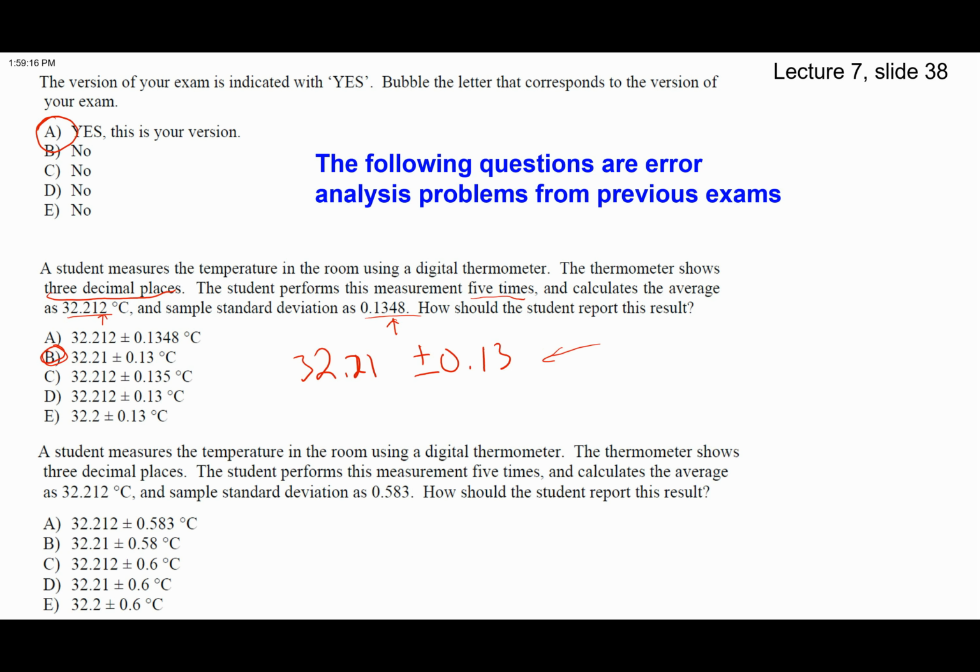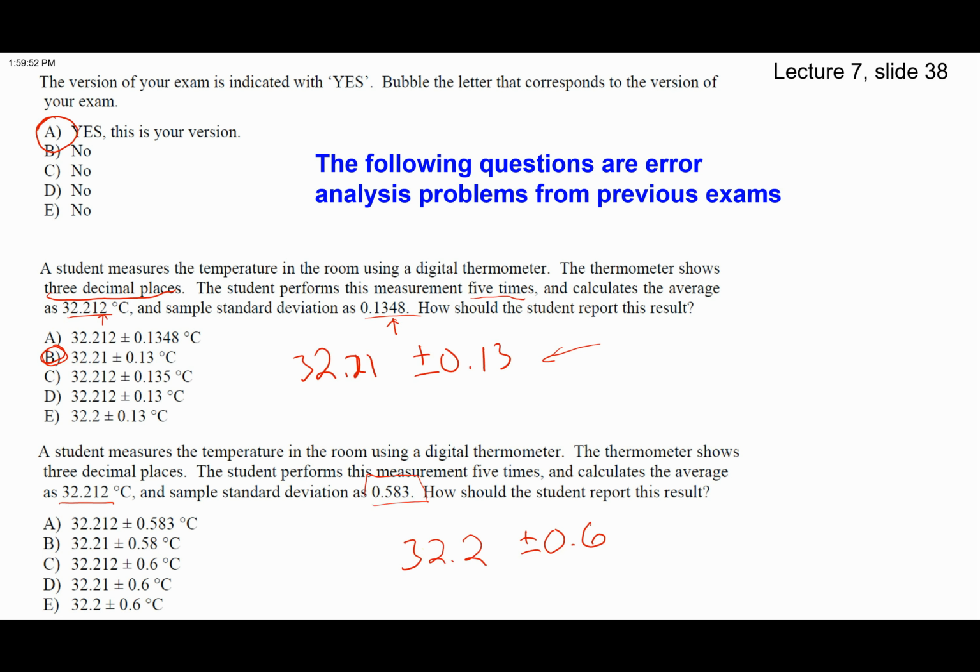The student measures the temperature in the room using a digital thermometer. The thermometer shows 3 decimal places. The student performs the measurement 5 times and calculates the average to be 32.212 degrees C. The sample standard deviation is 0.583. How should the student report the result? Well, remember, our standard deviation is reported, rule 1, with 1 sig fig, unless it begins with 1 or 2. This is 1 sig fig, so it's going to have to round. Then rule 2, this has to match the error. Can't be more accurate than the error.